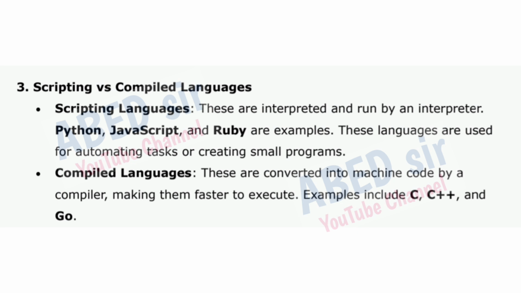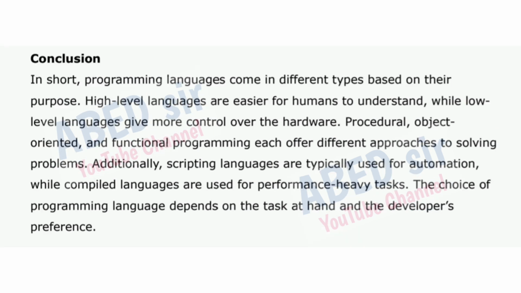Examples include C, C++, and Go. Conclusion: in short, programming languages come in different types based on their purpose. High-level languages are easier for humans to understand, while low-level languages give more control over the hardware.